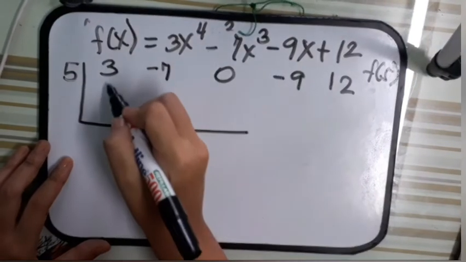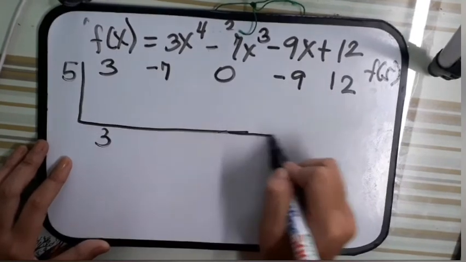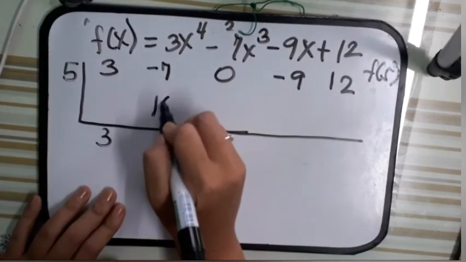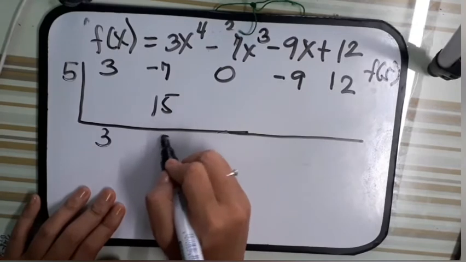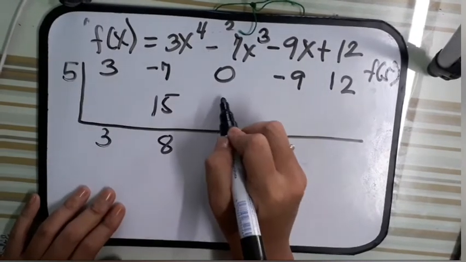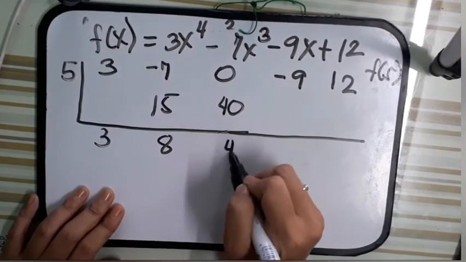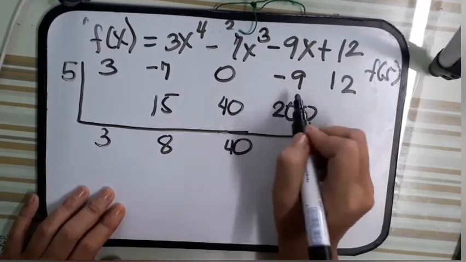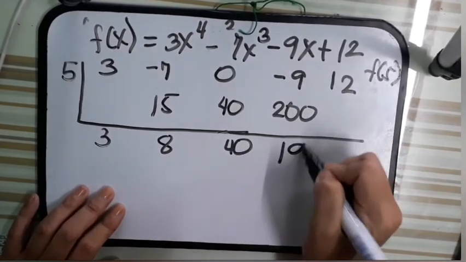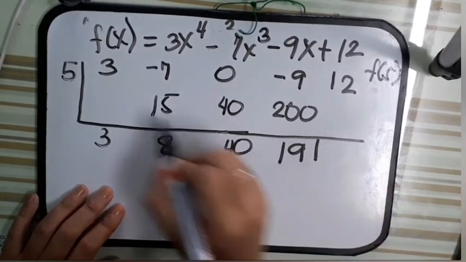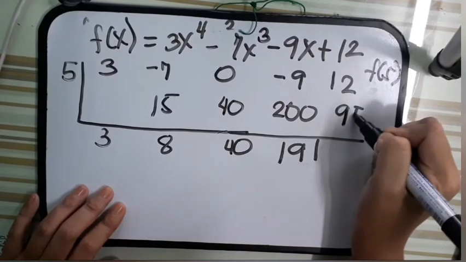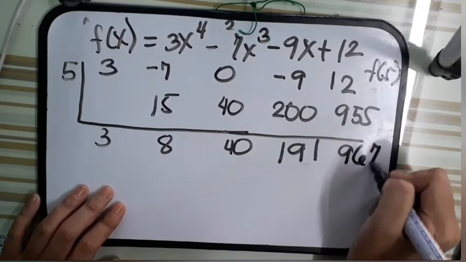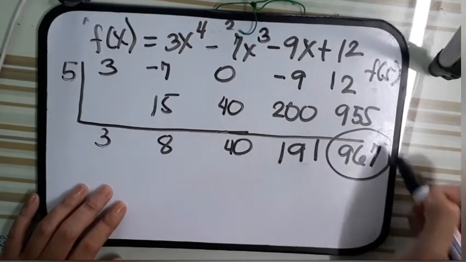Now bring down 3, then proceed with our multiplication and addition process. 3 times 5 is 15. Negative 7 plus 15 is equal to 8. 8 times 5 is equal to 40. 0 plus 40 is equal to 40. 40 times 5 is equal to 200. Negative 9 plus 200 is equal to 191. Now 191 times 5 is equal to 955. 12 plus 955 is equal to 967. So this is our remainder.